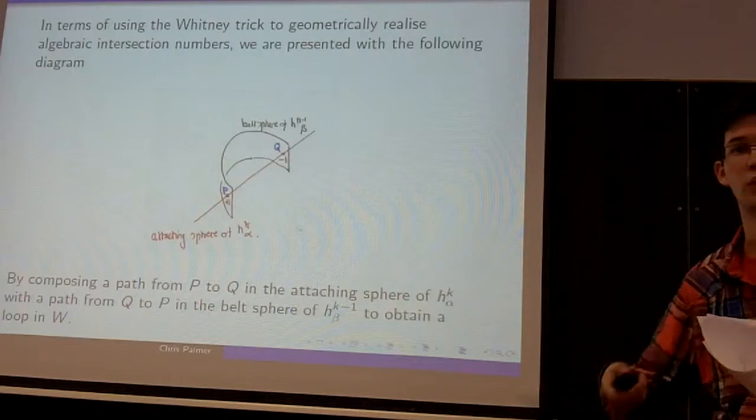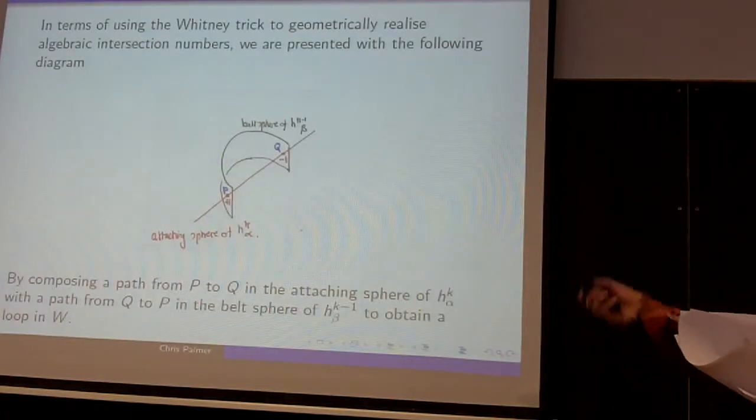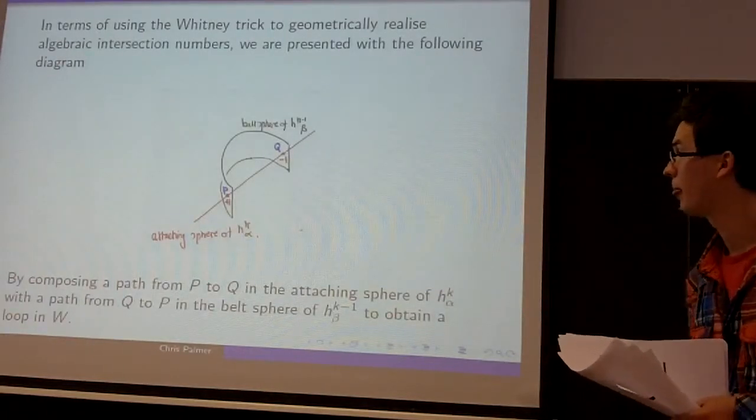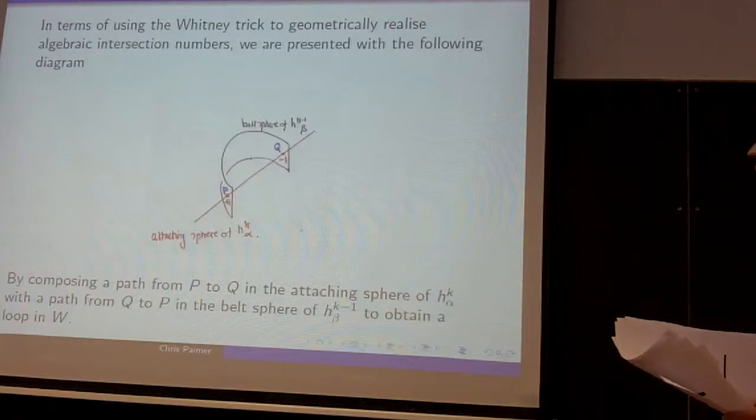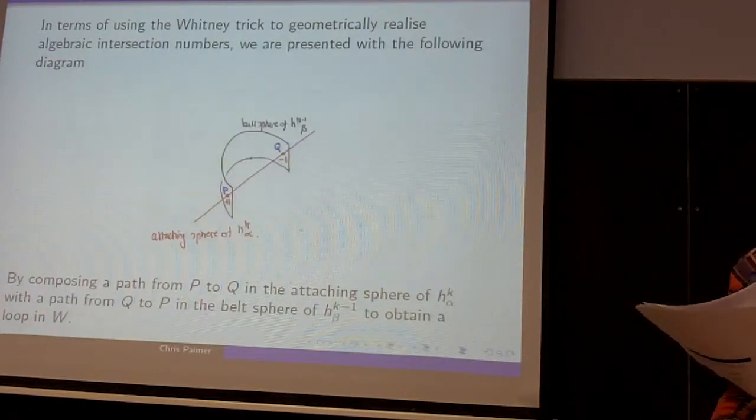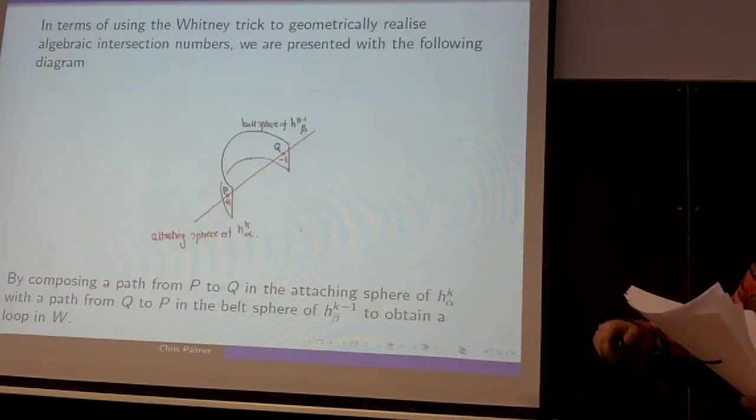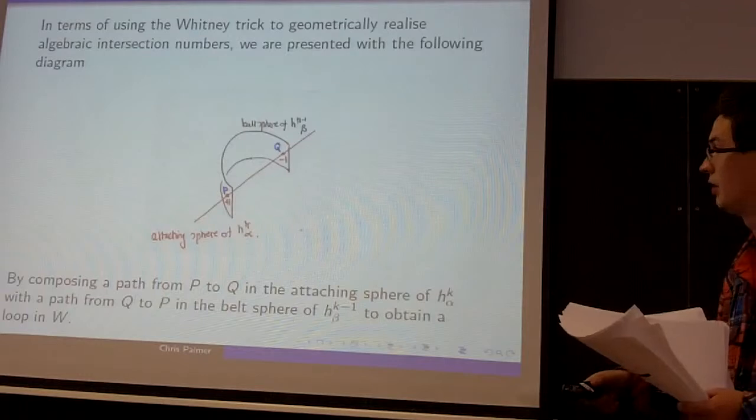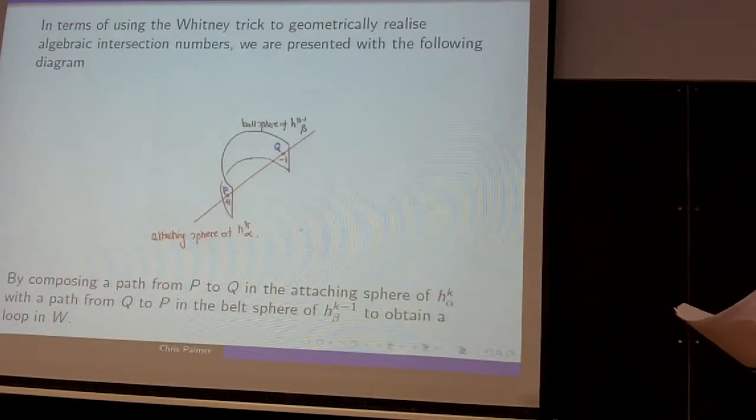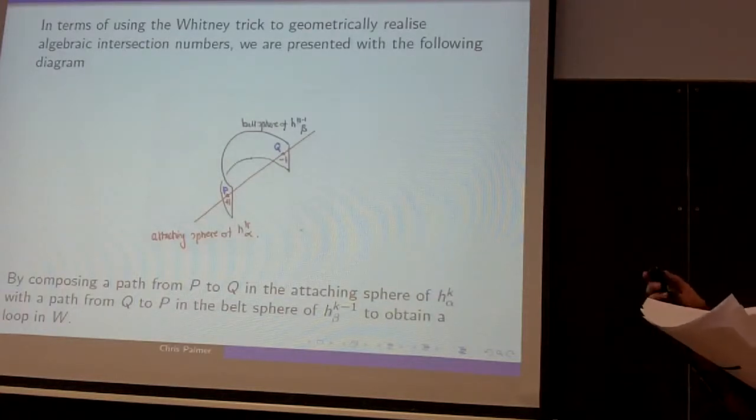So the idea was we could try to do this using the Whitney trick. So this is the situation we have. We're looking at the intersection of the attaching sphere of the k handle and the belt sphere of the k minus 1 handle. So remember, the idea was to find a path from P to Q in the attaching sphere of the k handle, and then follow it round by a path from Q to P in the belt sphere of the k minus 1 handle.